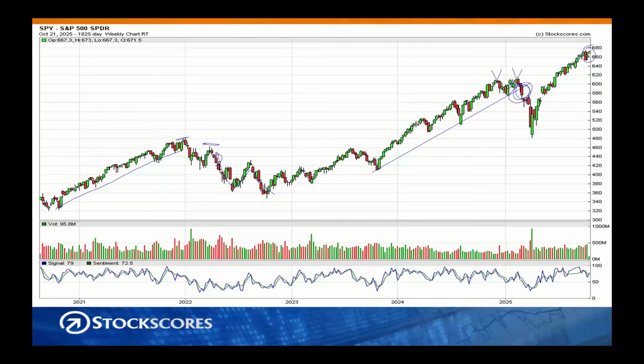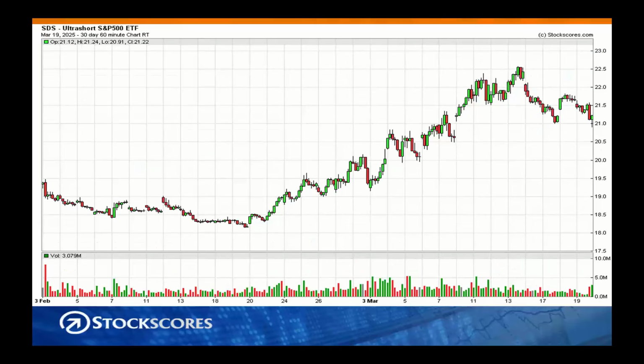When that happens, there's an opportunity to profit by using inverse ETFs. So we're going to dive into this little zone here. This was essentially February, March of 2025. So that's what this chart is. And notice right up here, I've got this symbol, SDS. SDS is one of the inverse exchange traded funds that will go up when the market goes down.